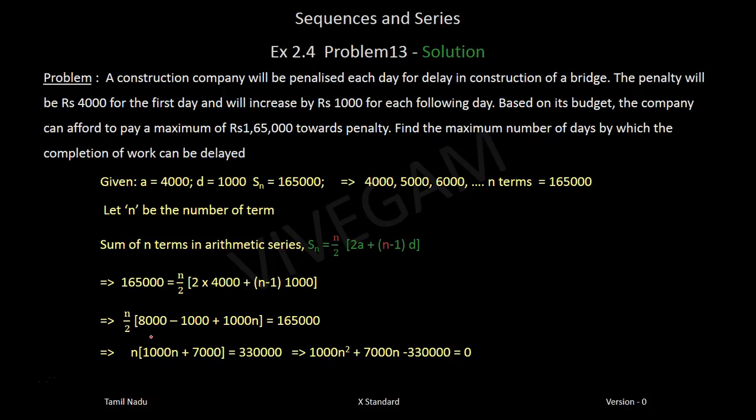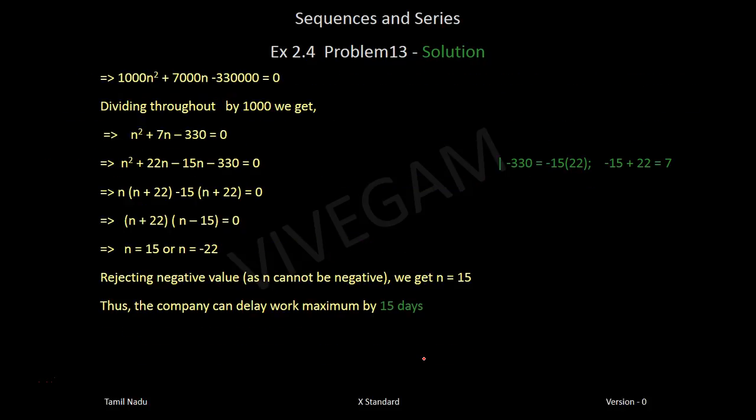Now what will you do? We'll take this 2 to the other side. So this will become n into 1000 n plus 7000, equal to 3,30,000, or this will be 1000 n square plus 7000 n equal to 3,30,000, and you can divide throughout by 1000. So dividing it by 1000, we get n square plus 7n minus 330 equal to 0.